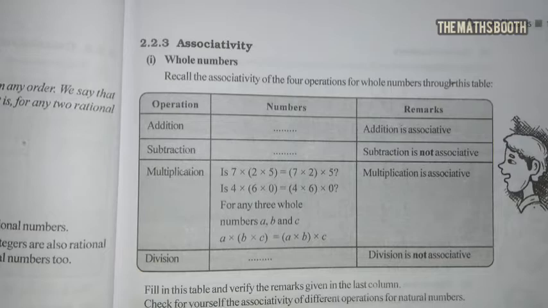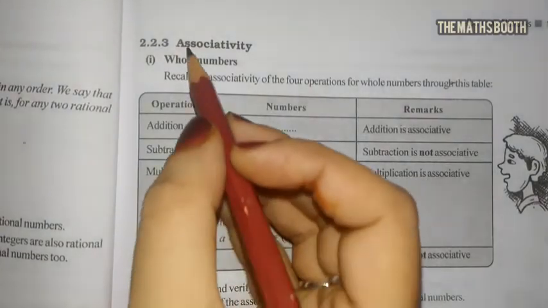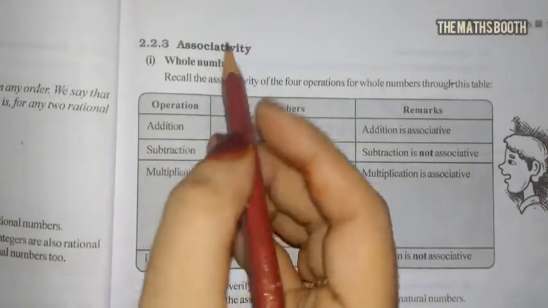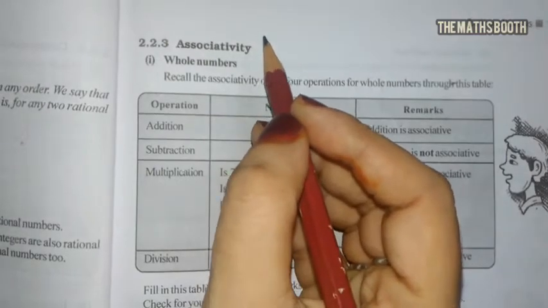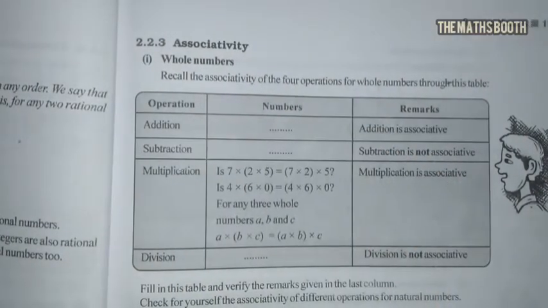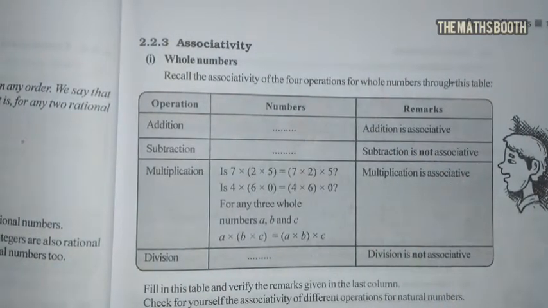Today I am here with the continuation of the rational number chapter. In my previous video we completed two properties, that is closure property and commutative property. Now we are dealing with the third property, that is the associative property. So let us see this associative property on whole numbers, integers and rational numbers.